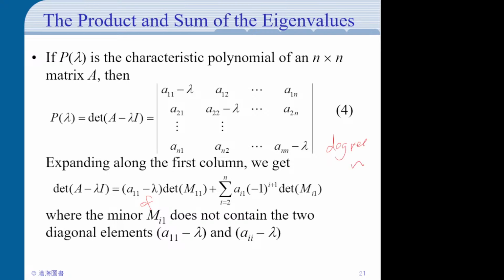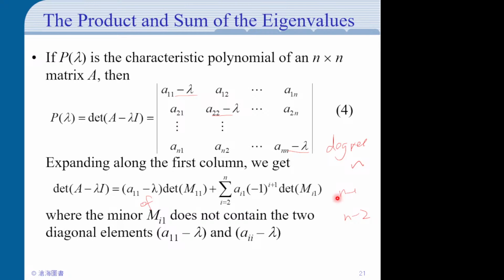Because you keep expanding the first column, and there will be a term that multiplies all the diagonal terms, and all the lambdas are on the diagonal. Okay, so the highest order term is degree n. Then there will be a degree n minus 1 term and a degree n minus 2 term.